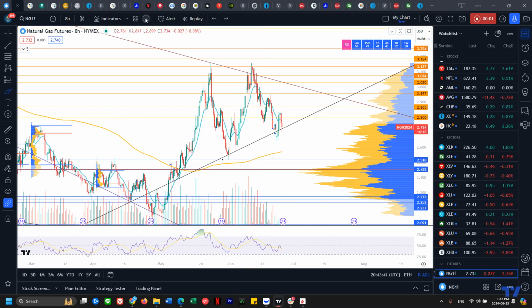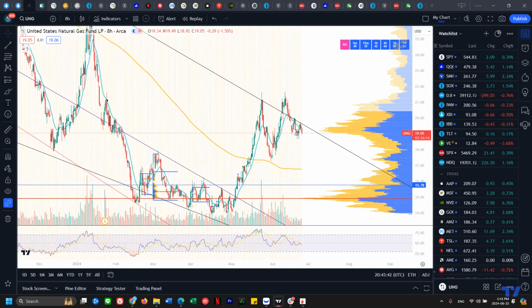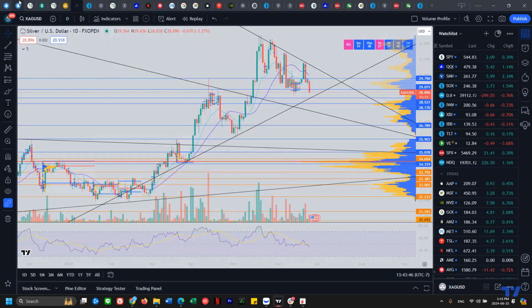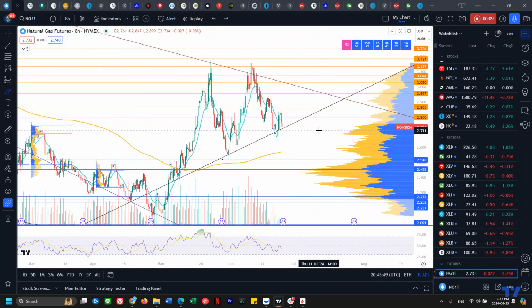Today we'll be looking at technical analysis on natural gas, UNG, US dollar, oil, gold, and silver. We'll be looking at their support and resistance levels as well as the most likely scenario price we're heading into later this week. And I'm still a little bit under the weather, so I lost half of my voice, but let's get started.